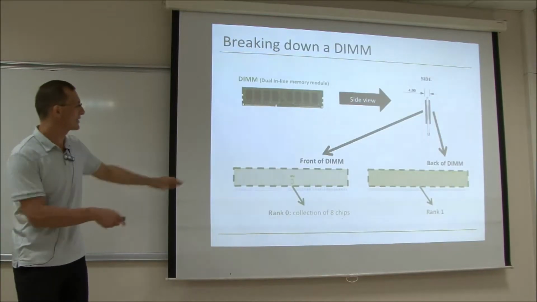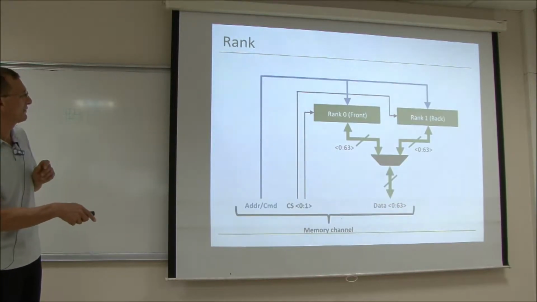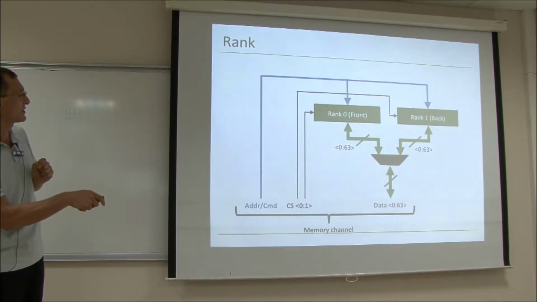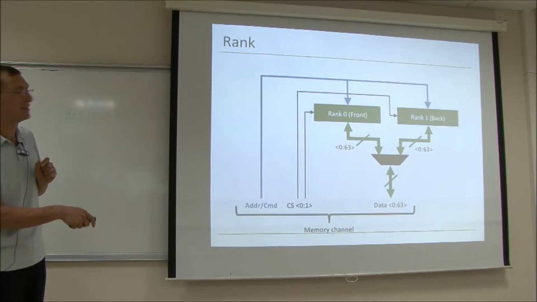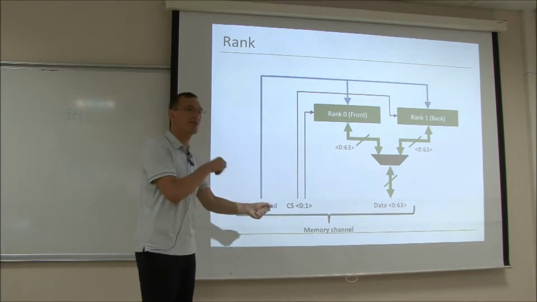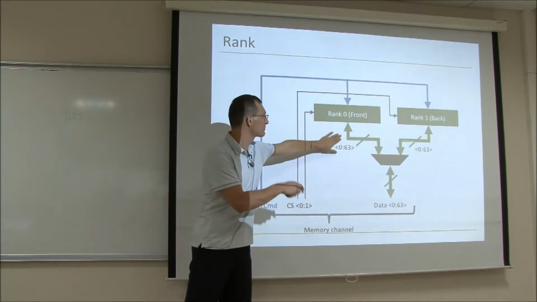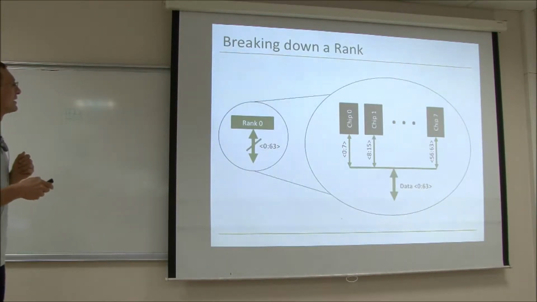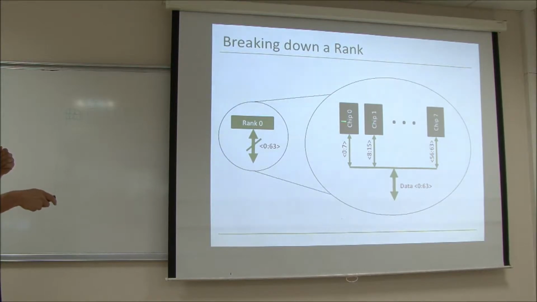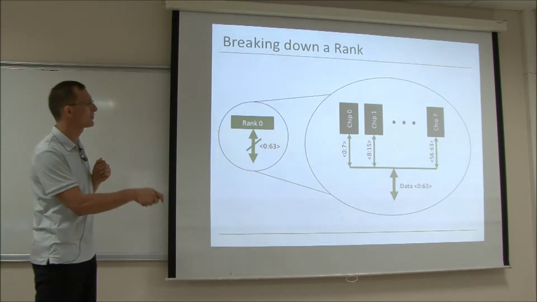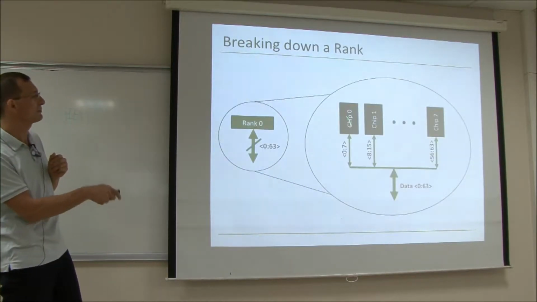So what does a rank look like? Let's say you have rank 0 and rank 1. If we expand that, these ranks share the address and command buses as well as the data bus. You can think of it as a mux. You mux out data. You have a switching penalty between the ranks because of this mux, because it takes time to stabilize the I/O circuitry. If you break down a rank, it looks like this. You have multiple chips that provide different parts of the data that you're going to read. For 64 bits, every chip provides 8 bits here.